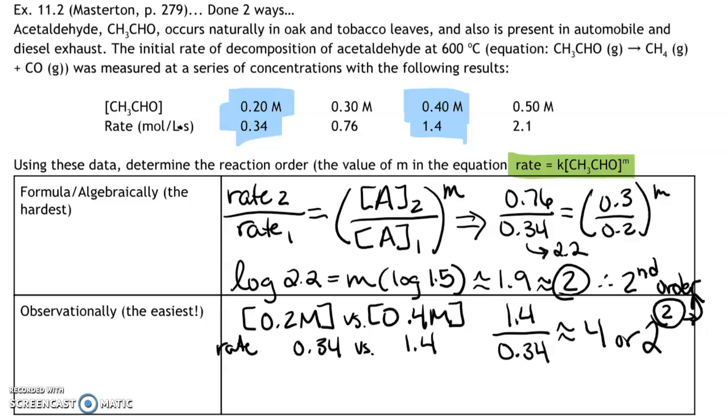as well. Okay, so you're basically doing the algebraic process, but you're simplifying it for yourself by using something that's observationally going to be obviously doubled or tripled, but doubled is generally the easiest.